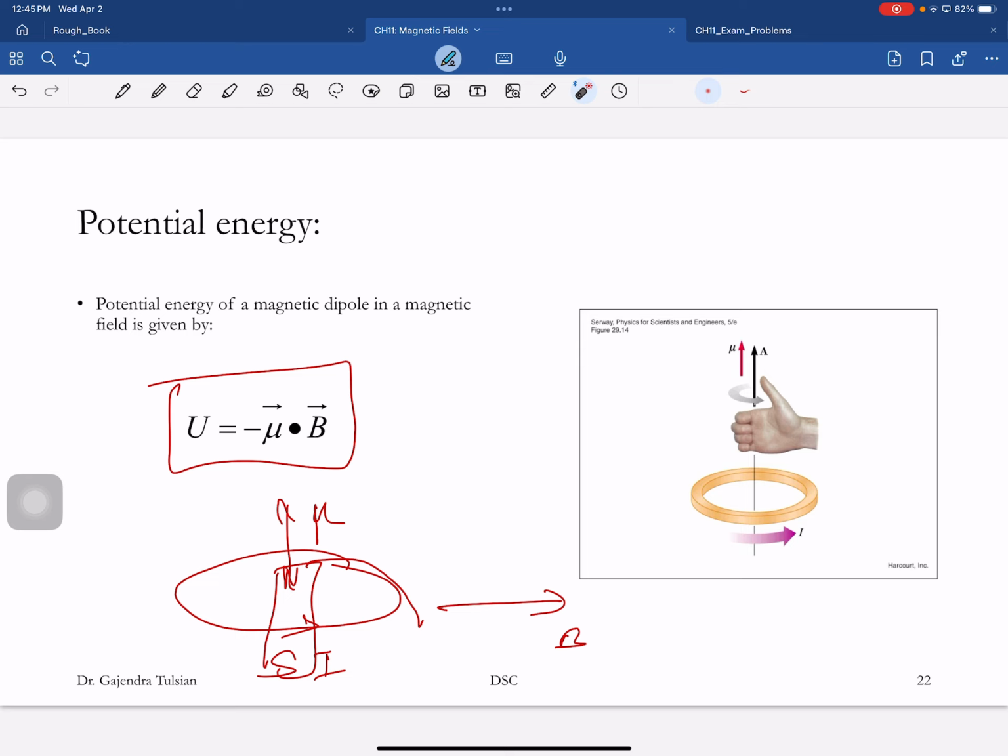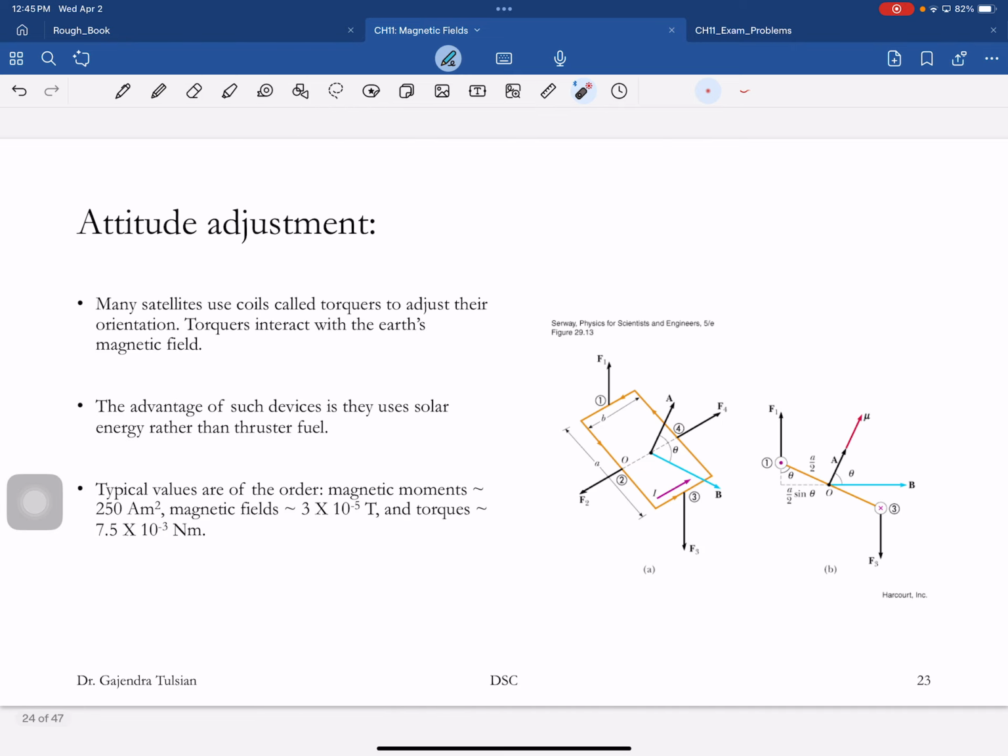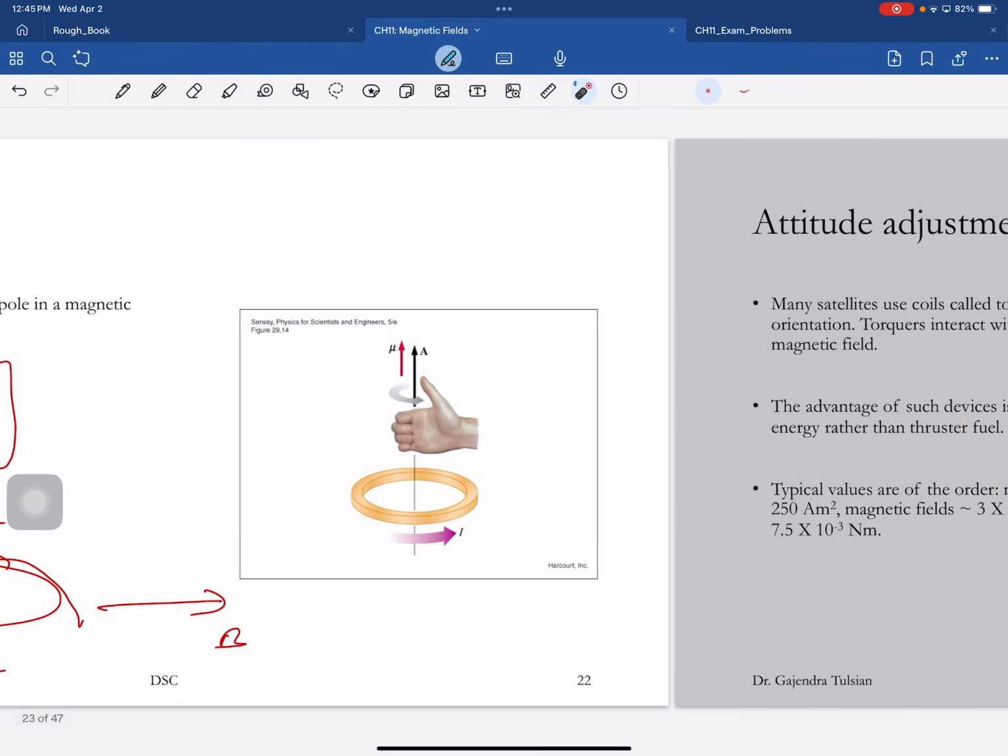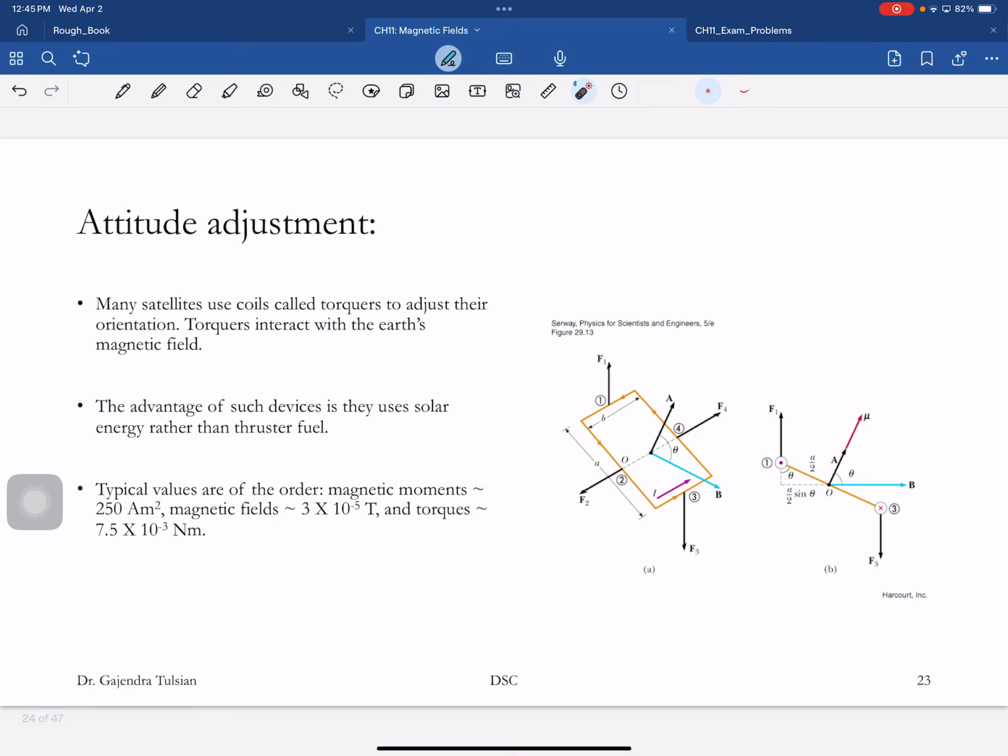Remember, when the moment is being turned towards the magnetic field, potential energy is being converted to kinetic energy. Okay? All right, so that's where we had gotten last time, and you can use this kind of stuff to turn satellites. So imagine here's a satellite up there, up in space, 400, 500 miles away, and suddenly you want to turn it for some reason.